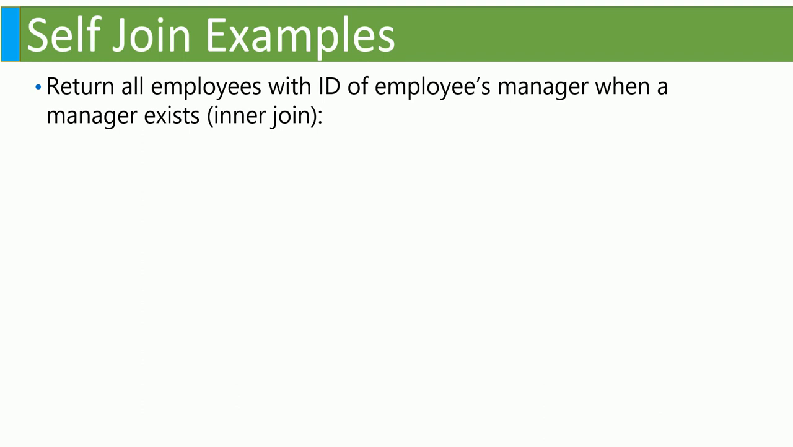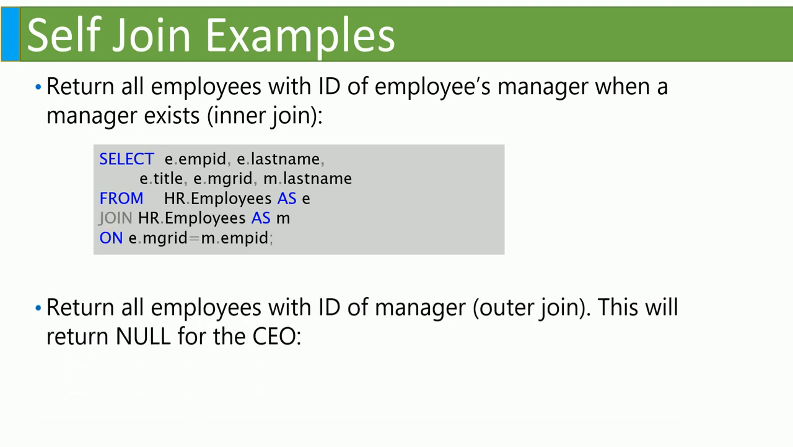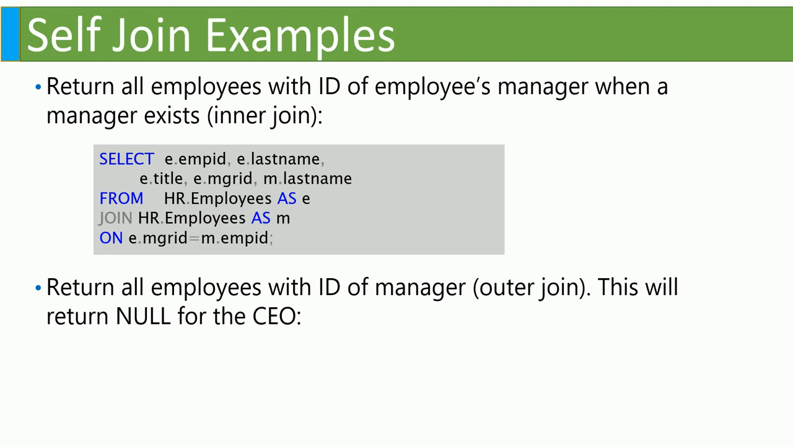Now here are self join examples. Return all employees with the ID of the employee's manager when a manager exists, that is an inner join. So that will come under the inner join. You can use the inner join, or there is no need to write the complete INNER JOIN; if you write just JOIN, that will also be a self join. Return all employees with the manager, outer join. This will return NULL for the CEO.